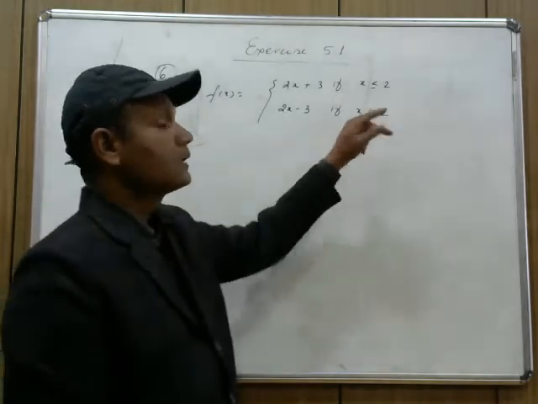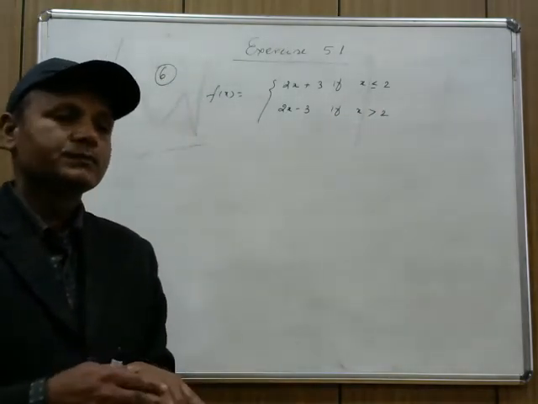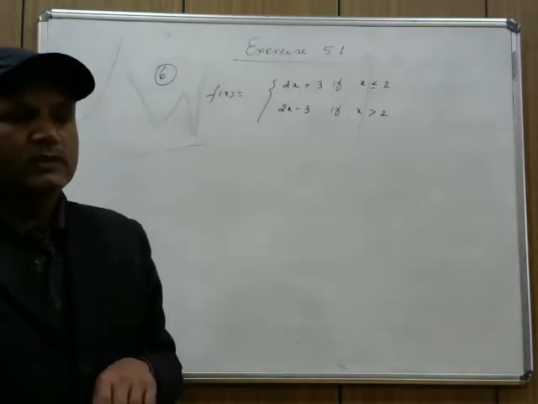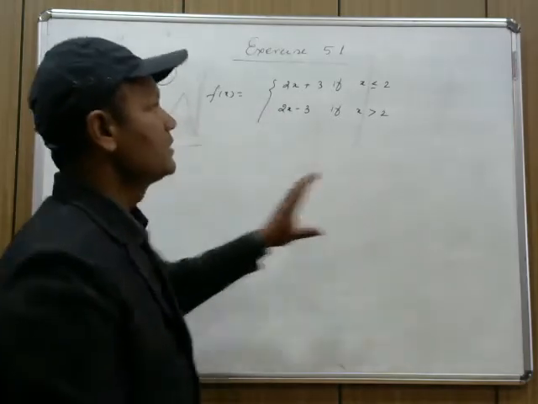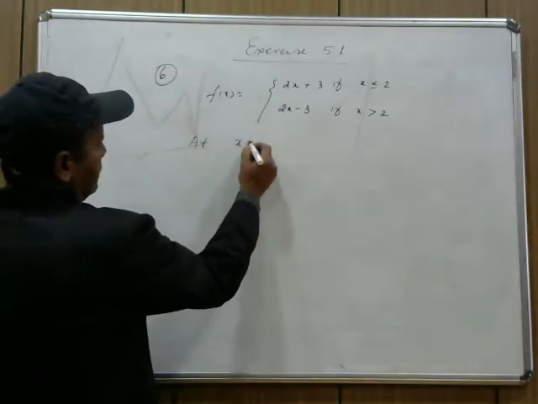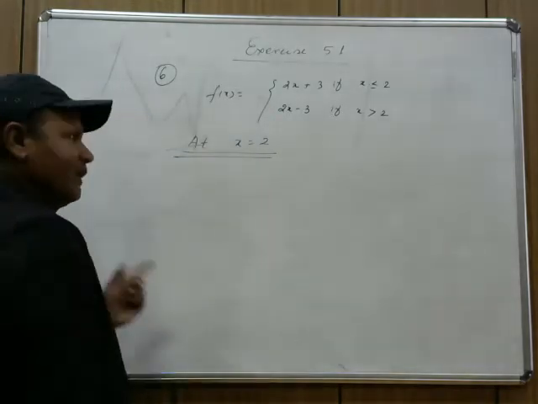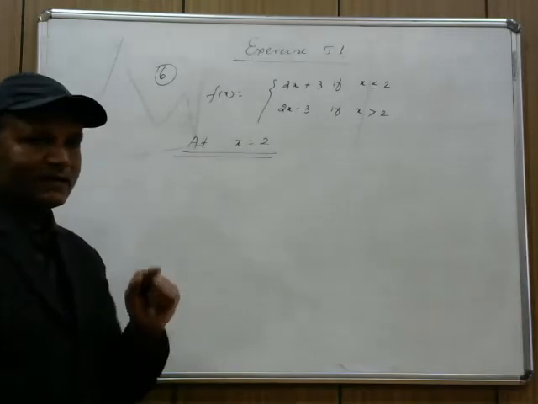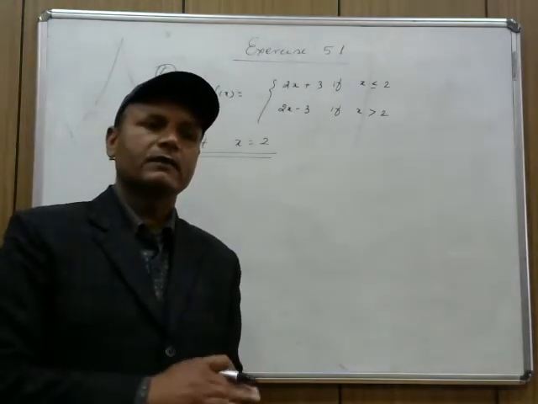Here it is given that 2, that means here the condition we have x can be less than 2, x can be more than 2 or x can be equal to 2. That's why here I'll check the continuity of this function at x is equal to 2. Okay, now at x equal to 2, I cannot go directly on 2. What I will do? I have to go again left hand limit and right hand limit.